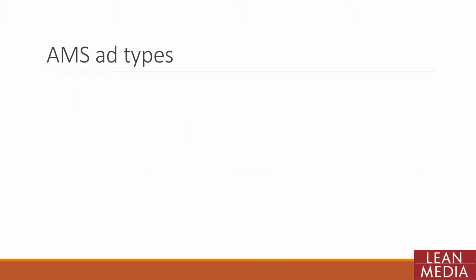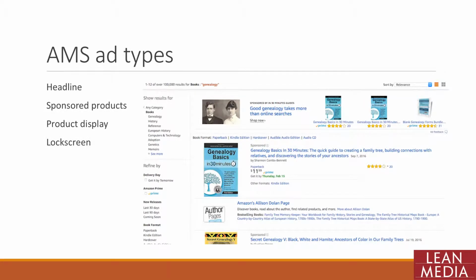So when I say AMS ad types, there's a couple different variations of that. In the example on the right, I've searched in books for the keyword genealogy, and that generates two types of ads on that page. One of them is a headline ad, and that's at the very top. It has a picture and says good genealogy takes more than online searches. And then below that is a sponsored product ad for one of the same books. And these are books that my company produces. But you can see at the bottom of the screenshot there's actually another sponsored product ad for someone else's book.